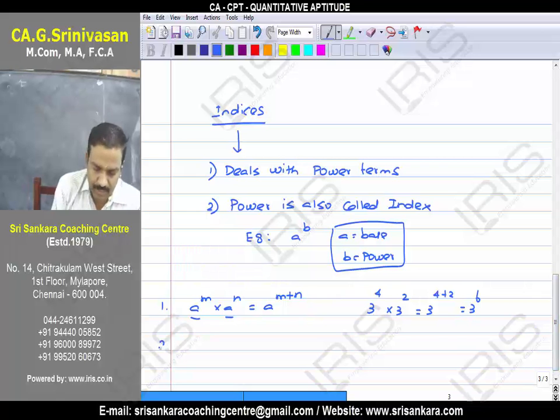Now coming to the second formula, a power m divided by a power n. When you do division, what will happen to the powers? A power m minus n. When you do multiplication, powers will be added. When you do division, powers should be subtracted. So we have to subtract the two powers.